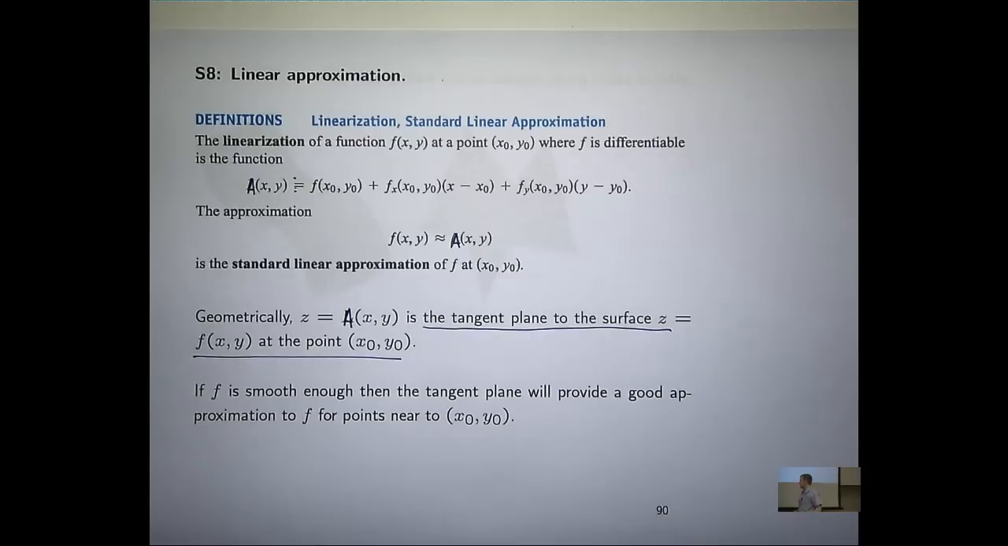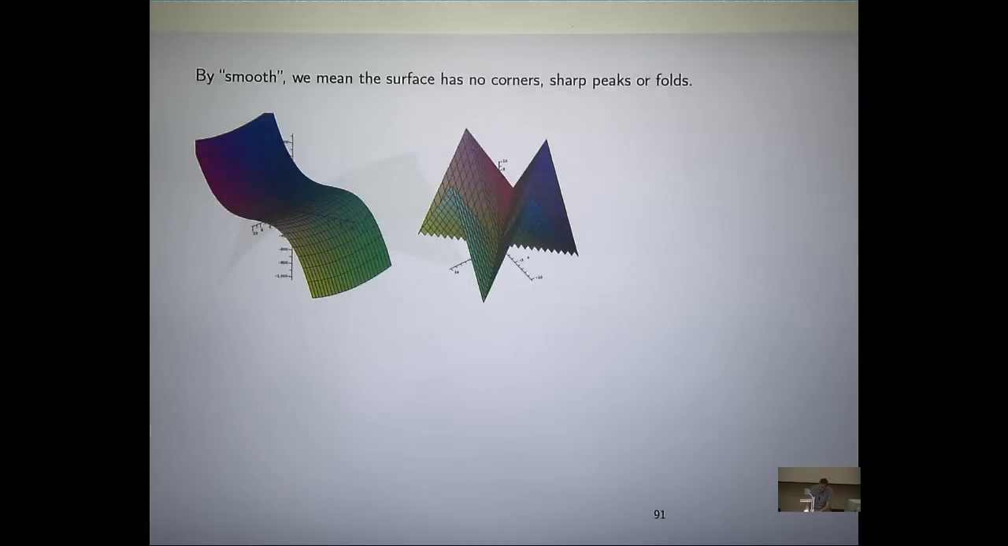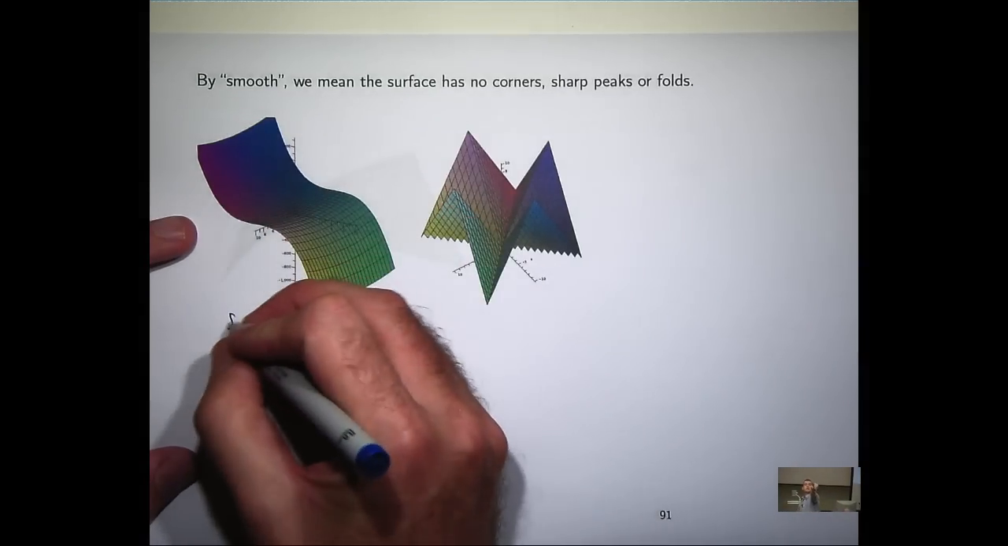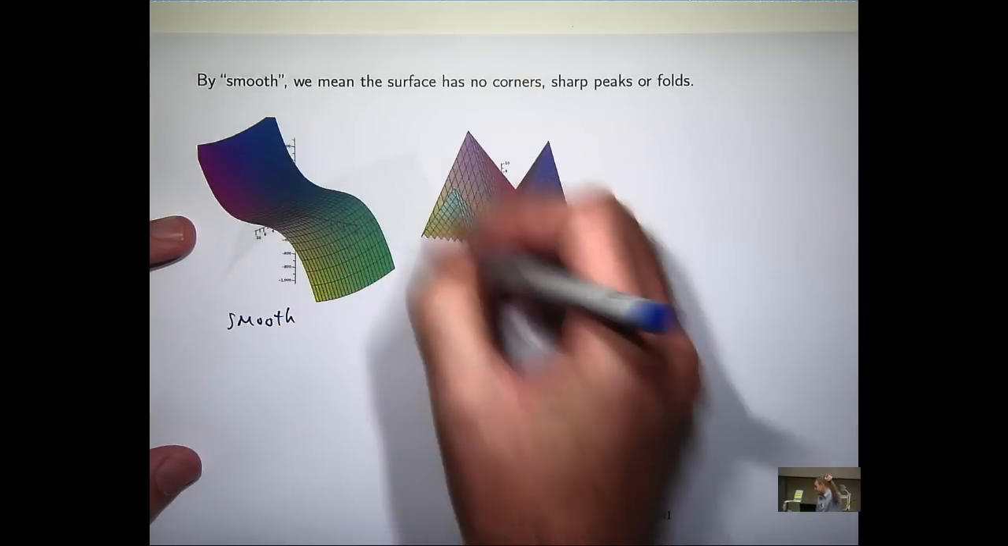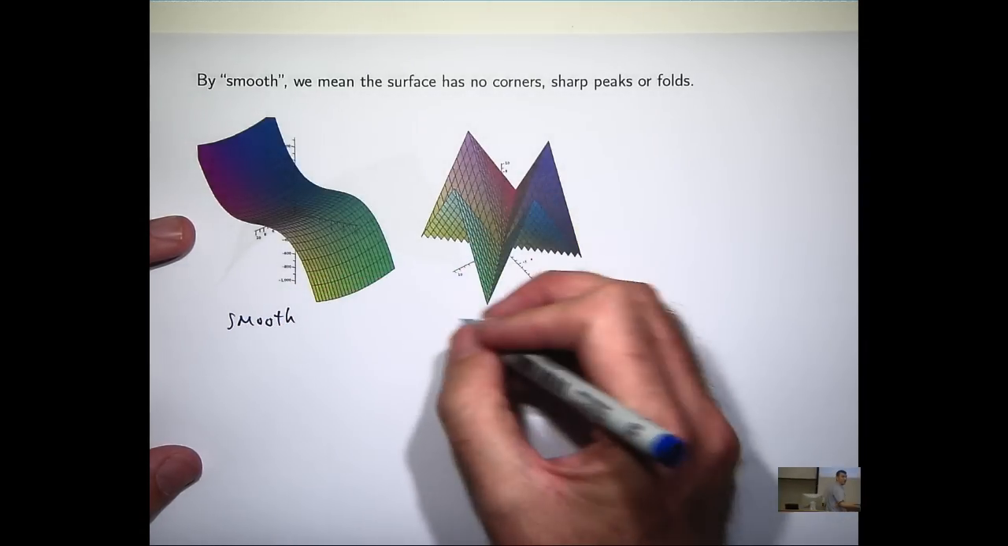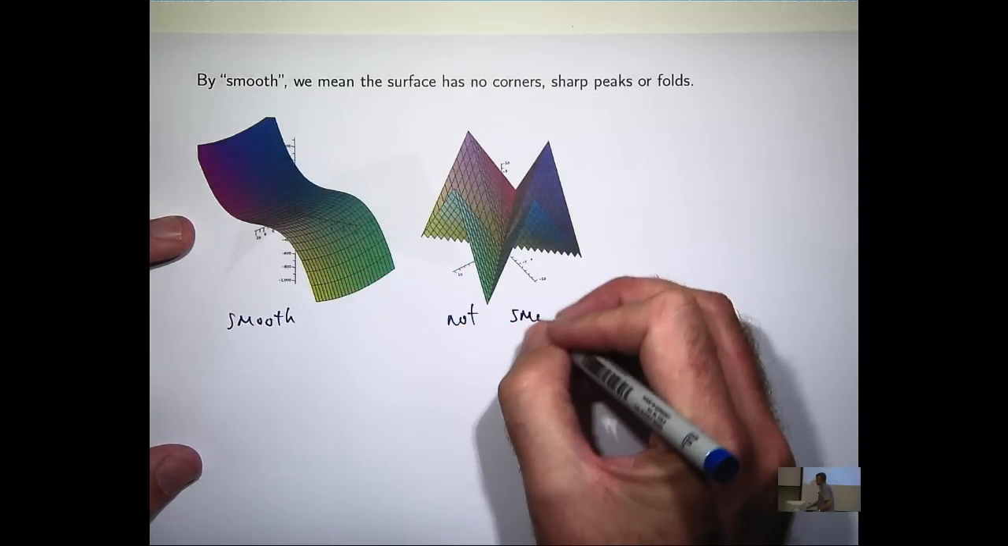What do we mean with surfaces, though? That's a little bit more difficult. I'm not going to give you a full answer for that because that would take too long. You'll see that in the second half of this semester. But a good way of thinking about smooth surfaces is that the surface will be smooth if it has no corners or folds or sharp peaks. So on the left, we'd say this surface is smooth. And over here, you can see we've got all these folds and stuff. Not smooth.